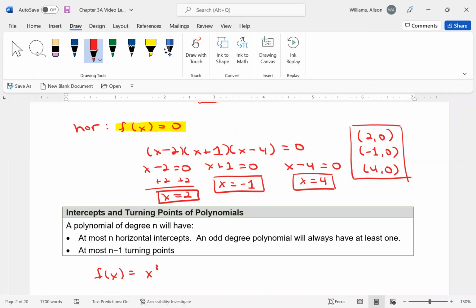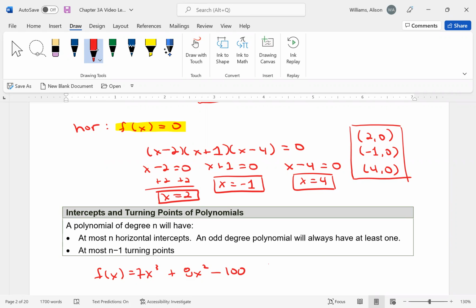There are actually examples of even polynomials that don't have intercepts, and we'll talk about that in the next section. And it will have at most n minus 1 turning points. So the pattern of turning is 1 degree less. Let me make it interesting: plus 8x squared minus 100. It's a terrible looking polynomial, but who cares? In this example, this would have at most 3 horizontal intercepts and at most 2 turning points, which makes sense because it's an odd degree.